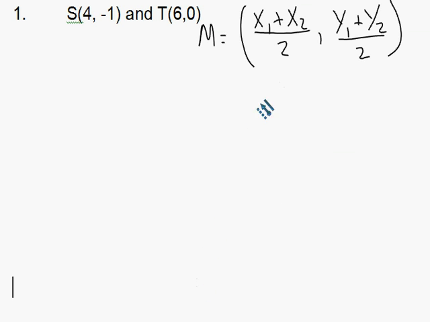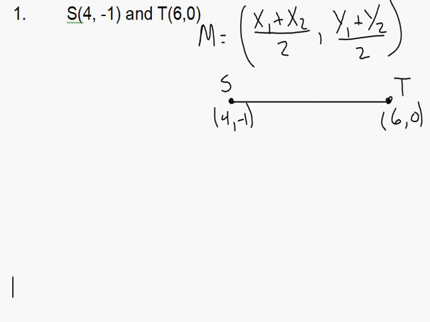Now the first thing I like to do is to set up a picture. I have a segment which contains the points S and T, and their coordinates. This is at 4, -1, and this is at 6, 0. And what I'm searching for is the midpoint here, which we'll call M.